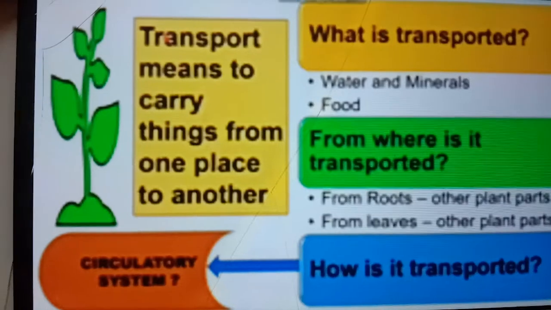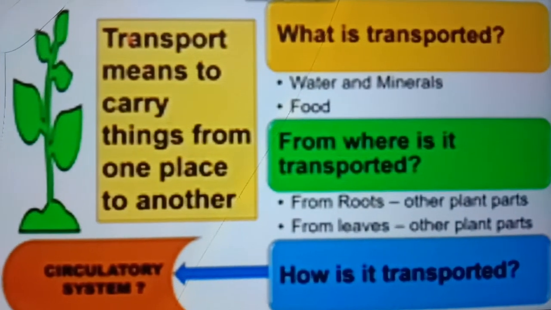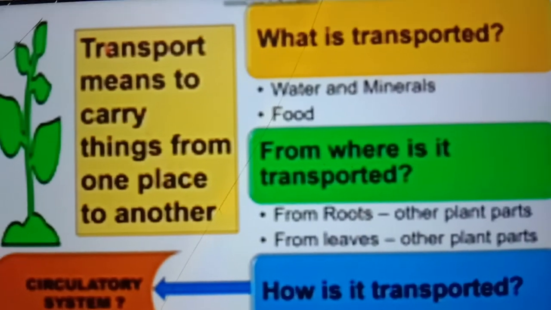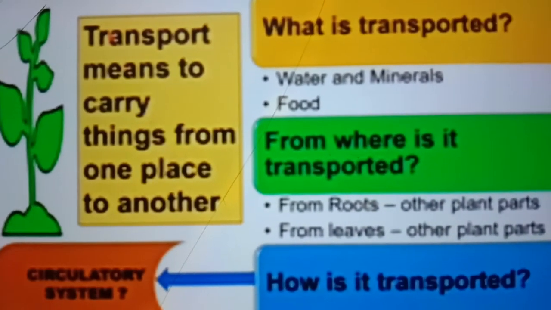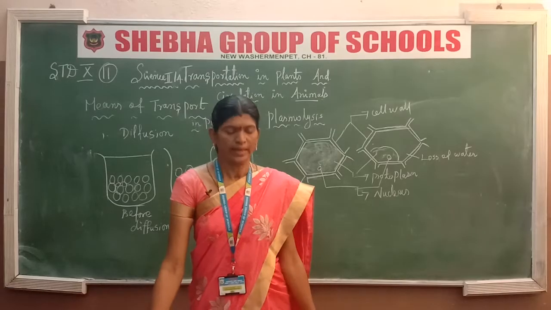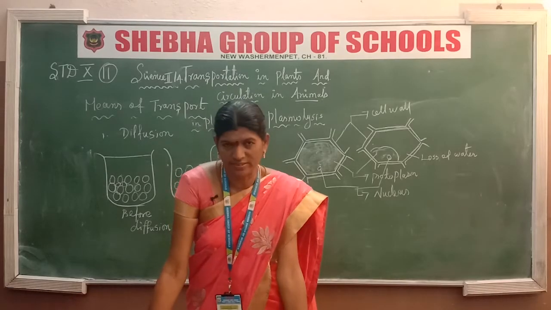The phloem carries food from the leaves to other parts of the plant, and also for the storage of the food. Next one is plasmolysis.